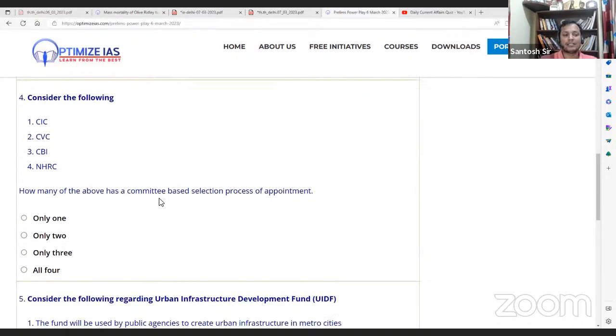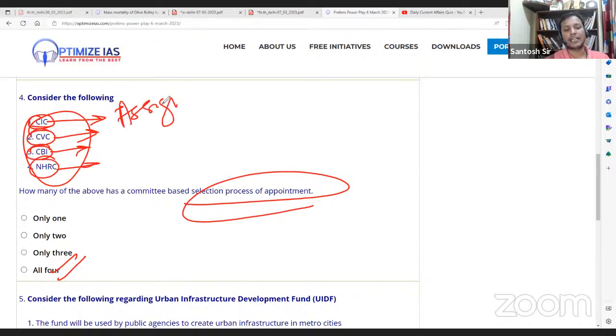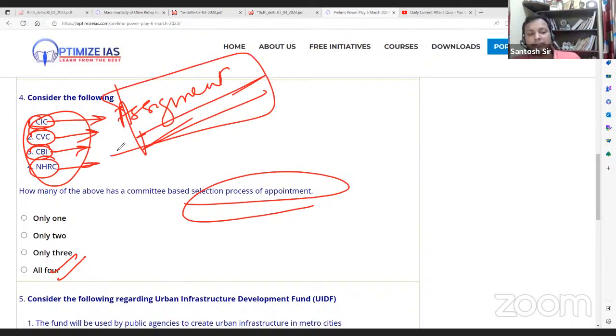Fourth question. Consider the following: CIC, CVC, CBI, NHRC. How many of the above have a committee-based selection process? The answer is all four. Here I am giving you an assignment. Let me see in the comment box how many of you can tell me the names of the committee members of CIC, CVC, CBI, NHRC. Everyone must prepare this assignment.